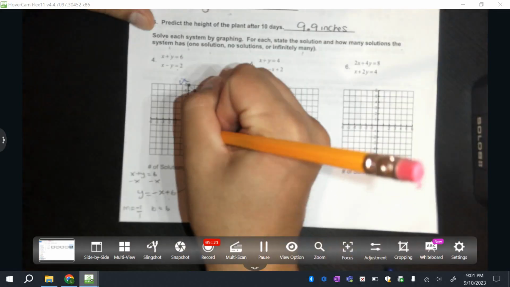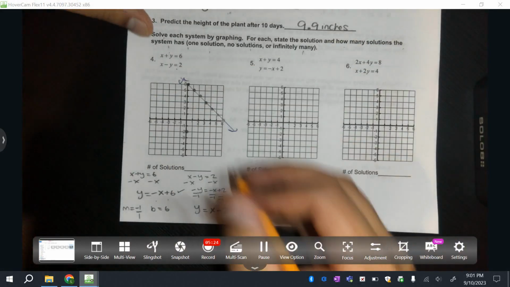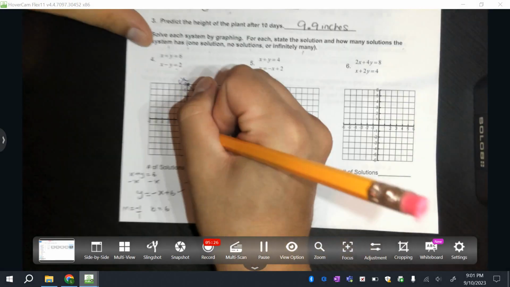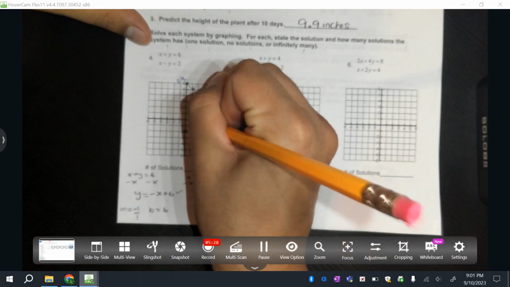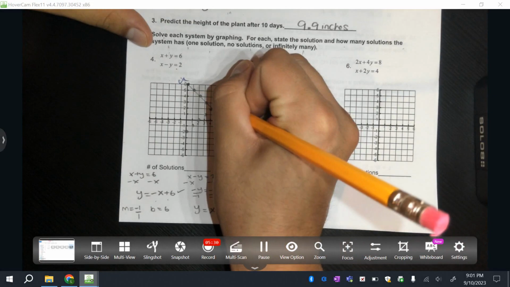Alright, then for the second equation, I'm going to start at negative 2, and then it has a slope of 1, so we're going to go up 1, right 1, up 1, right 1, up 1, right 1, up 1, right 1.